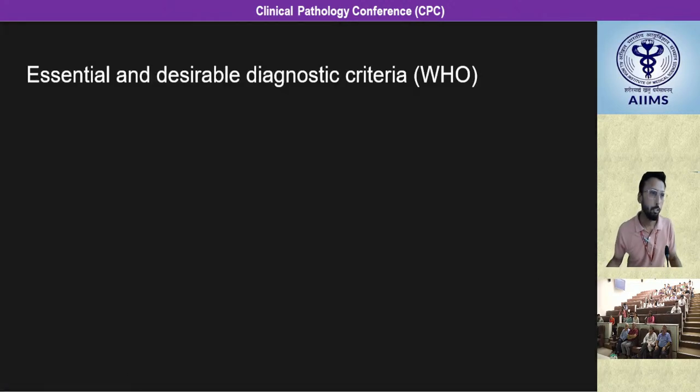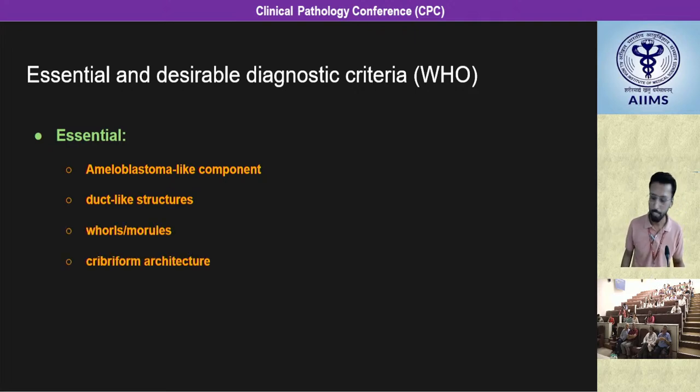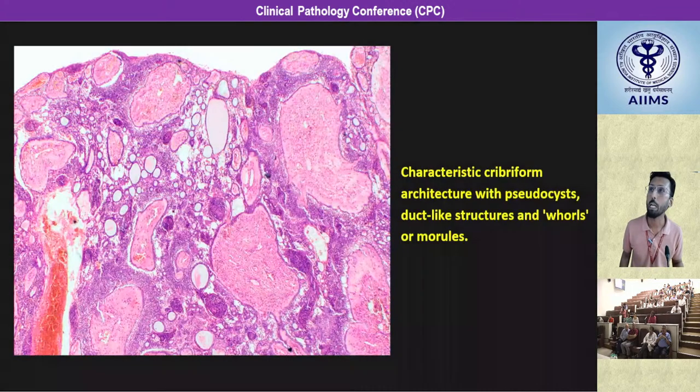So there are some essential and desirable criteria given by WHO for the diagnosis of this particular entity. Essential criteria are ameloblastoma-like component, which was seen in our case. Second is duct-like structure, which again was seen in our case. Then whorls or morules, and cribriform architecture. So our case was fulfilling all the essential criteria of adenoid ameloblastoma.